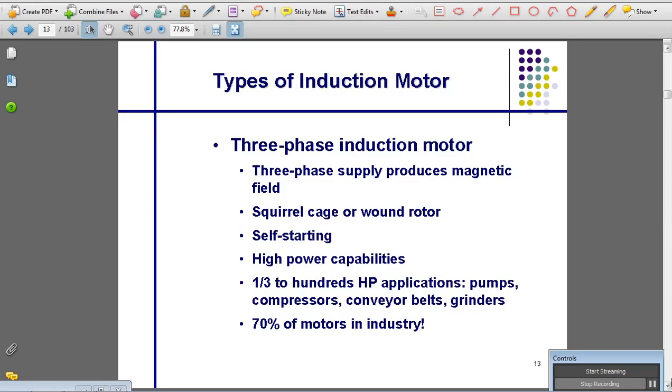For our syllabus, we will focus on the three-phase induction motor only. The three-phase supply will be connected to the stator to produce the magnetic field. The rotor can be either squirrel cage or wound, but the analysis is the same. The induction motor is self-starting, which means that the rotor will be energized without any source connected to it. Basically, the three-phase motor has high power capabilities and can be used in any industrial motor application.